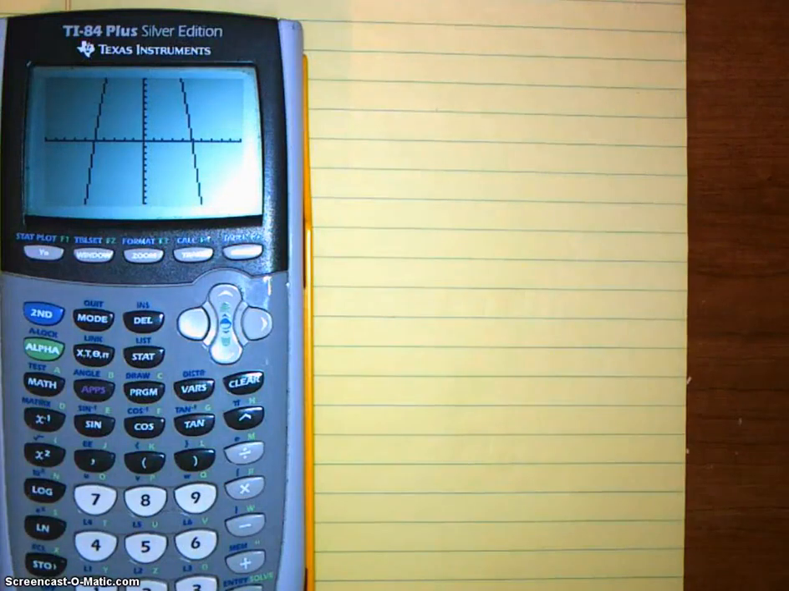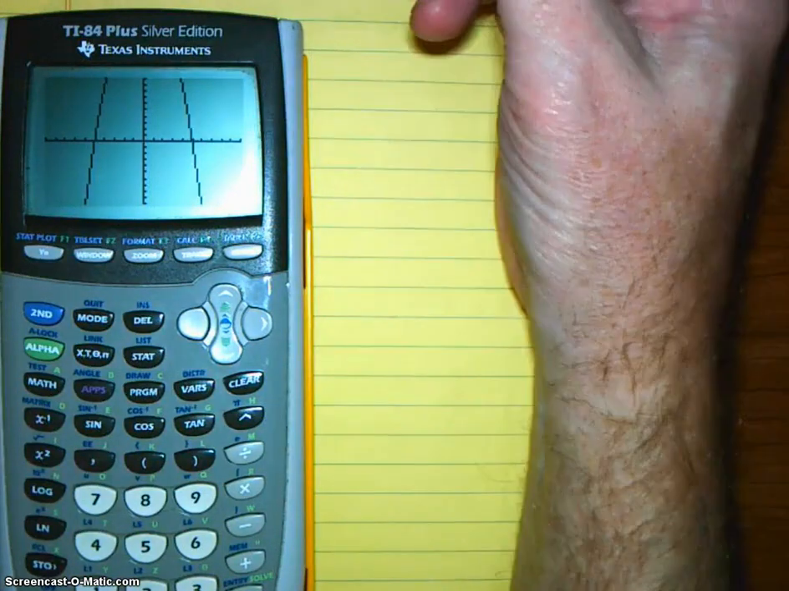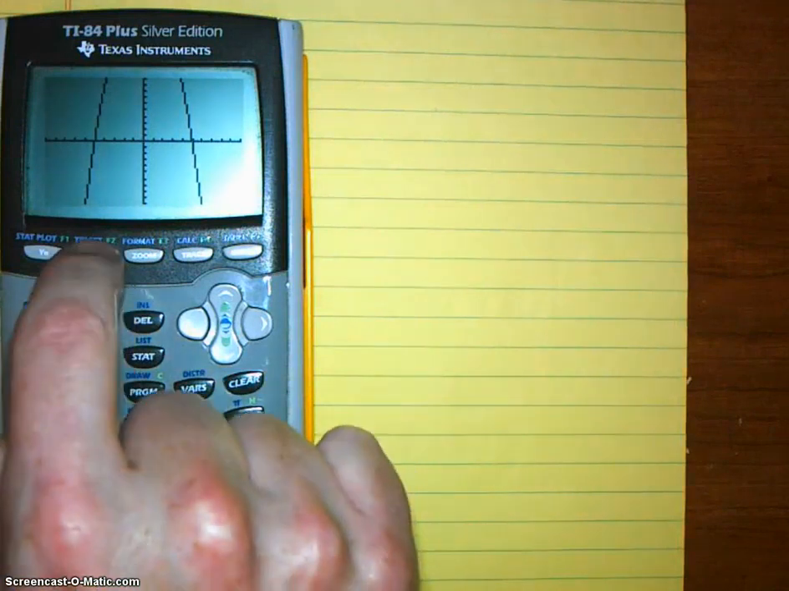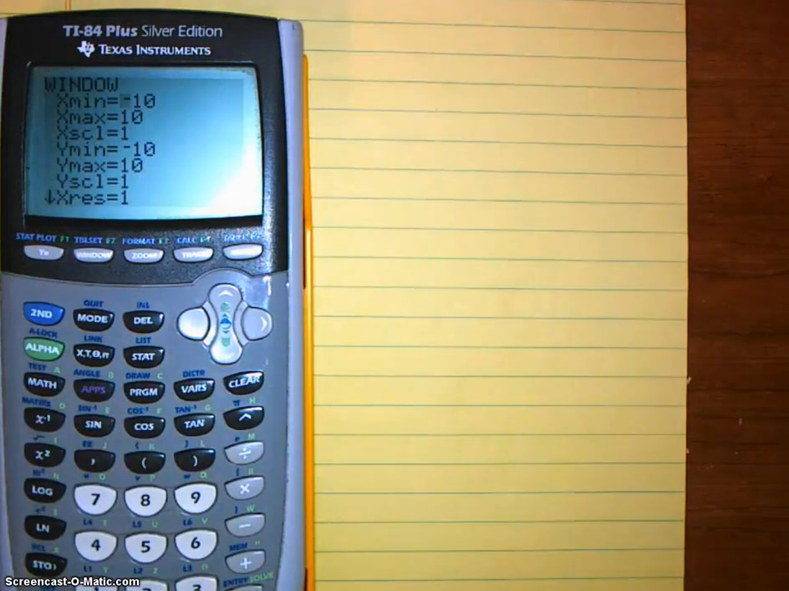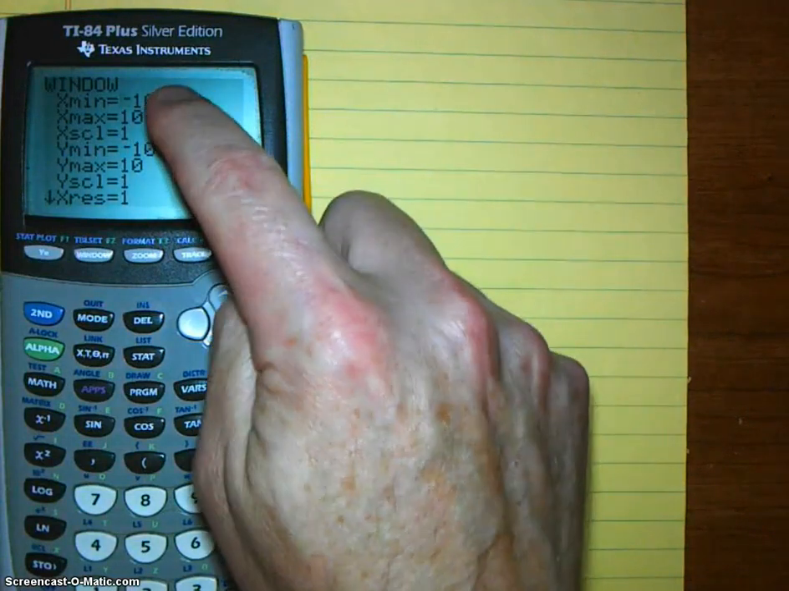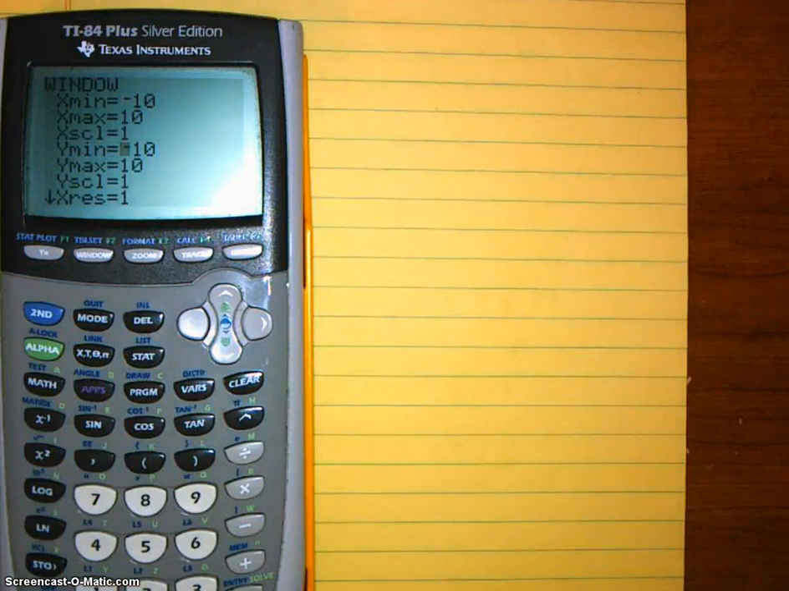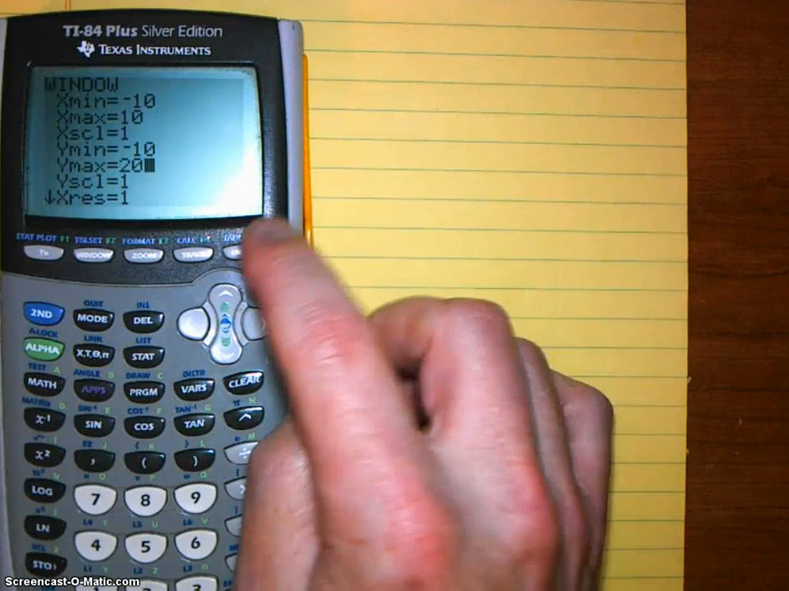So what that means is my graph needs to go higher. So to do that, we push the window button. My x's are okay. I can see left and right just fine. So my x's can stay at -10 and +10. My y min can stay at -10. That's okay. But I think I want my y max to go higher. So I'm going to try maybe making it 20. Let's see what we look like now.